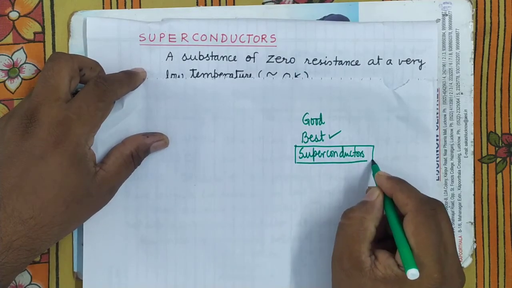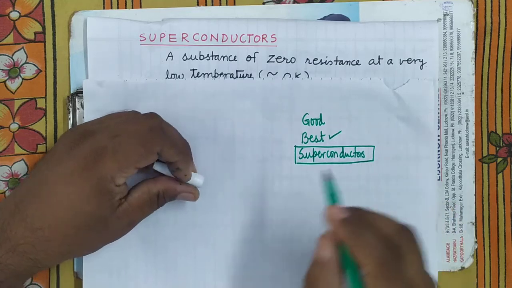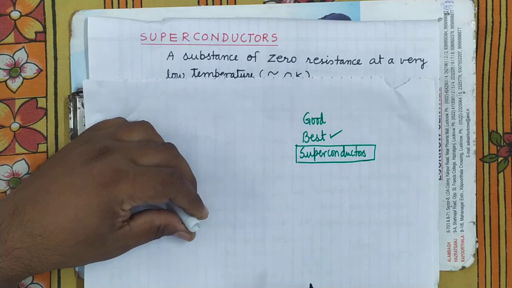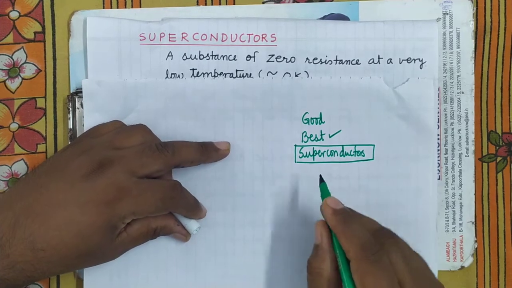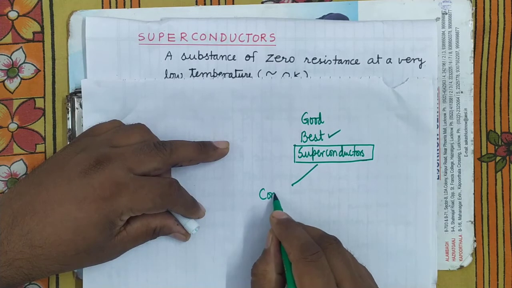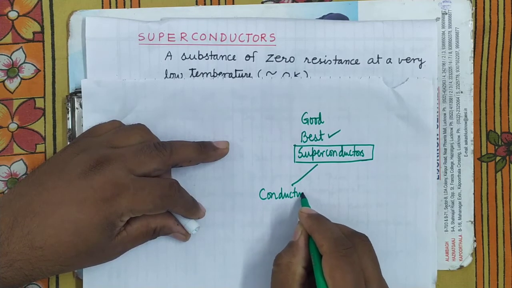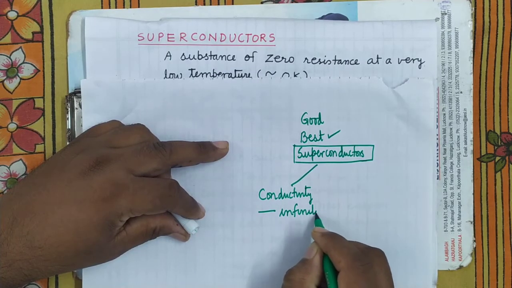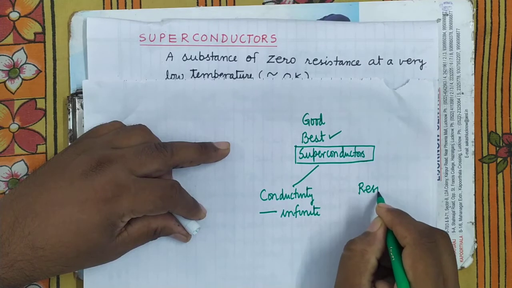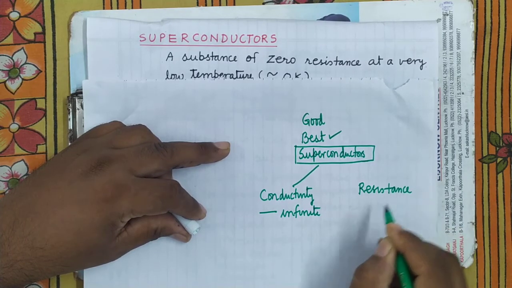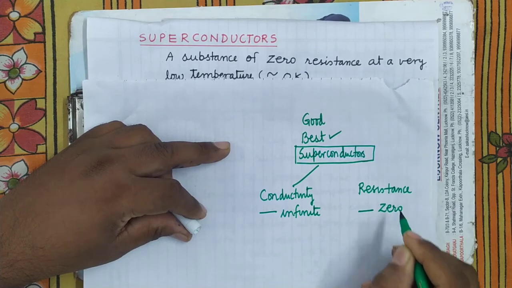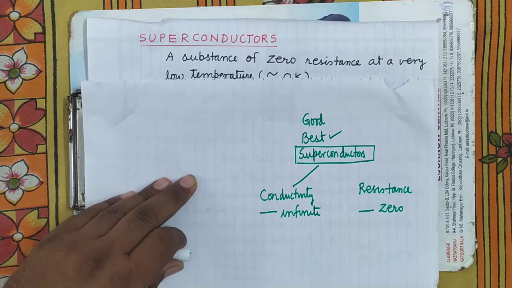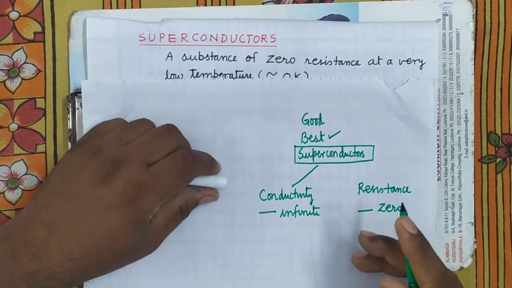What are superconductors? Those conductors whose conductivity is extremely large, or in other words, whose conductivity is infinite. Conductivity is infinite and resistance is zero. There is no resistance. It is clear. So, almost negligible resistance. Such conductors are called superconductors.